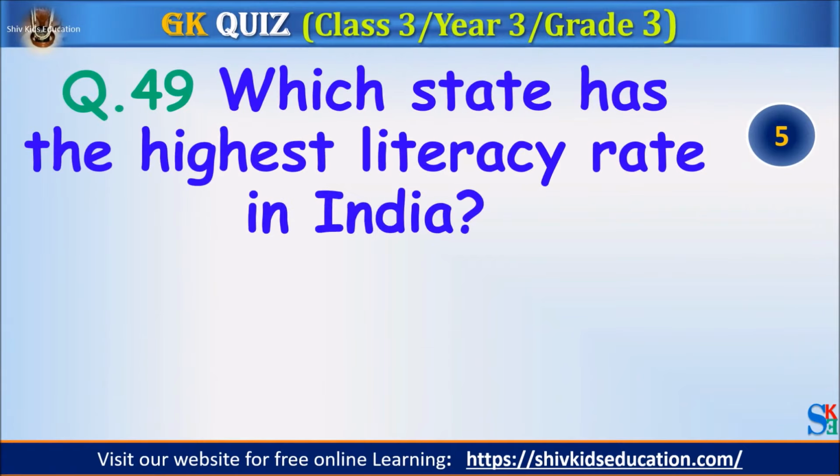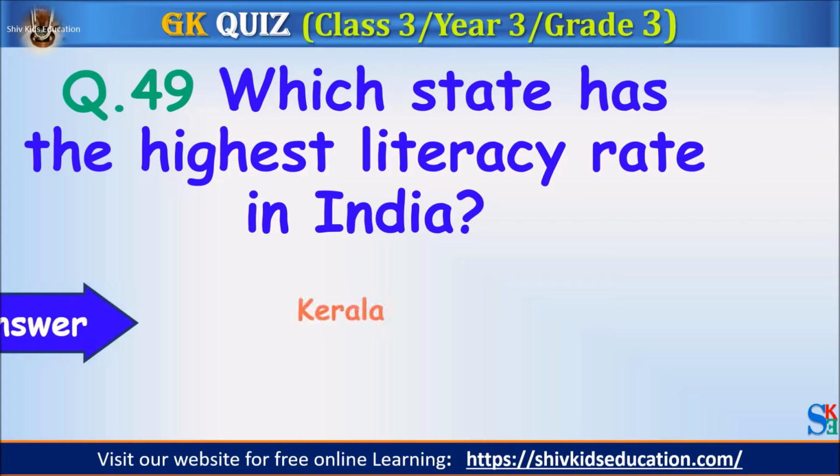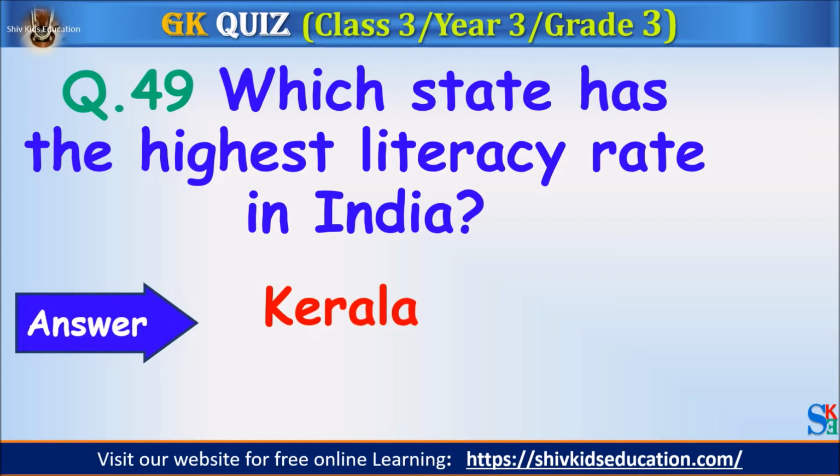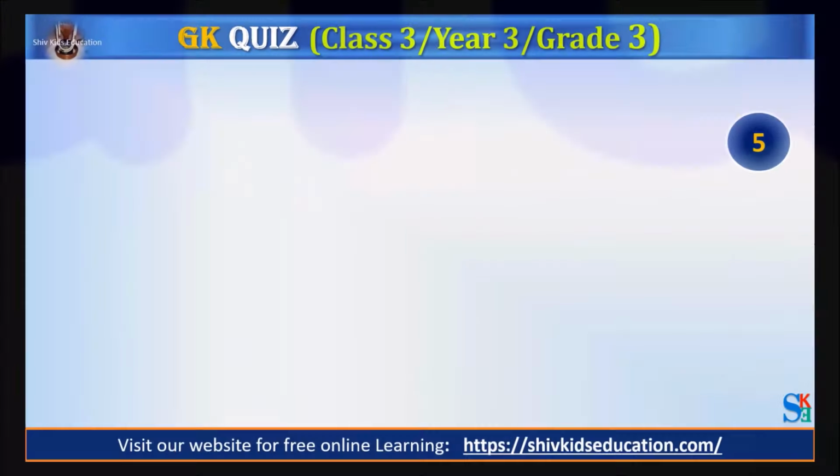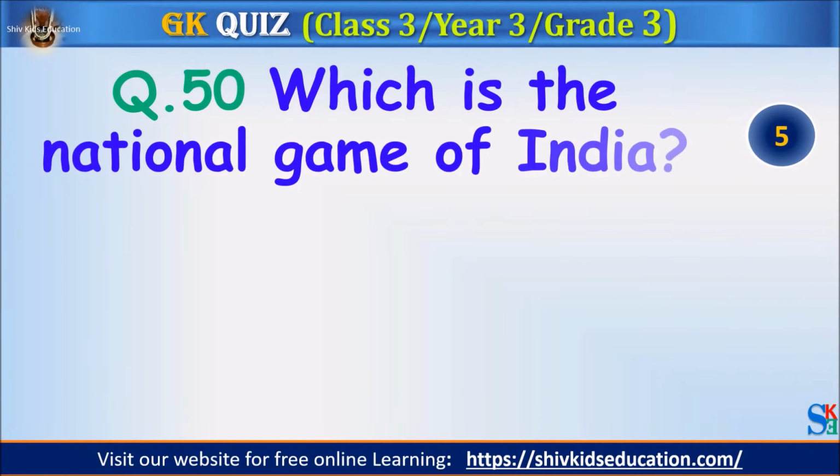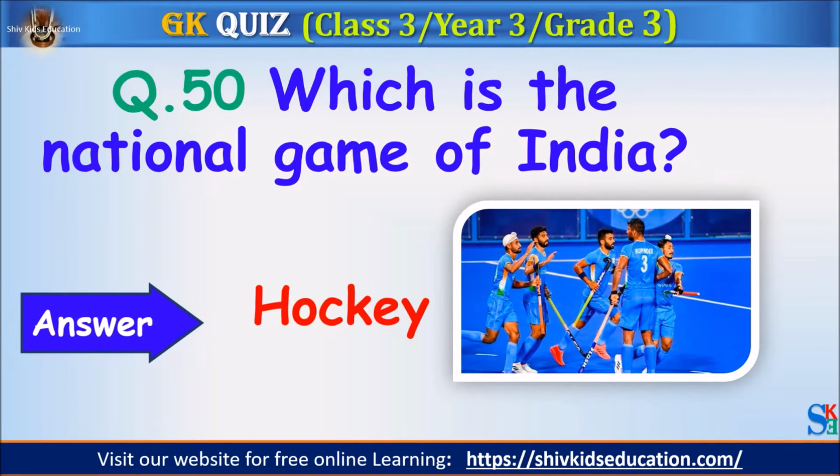49. Which state has the highest literacy rate in India? Your time starts. The answer is Kerala. 50. Which is the national game of India? Your time starts. The answer is hockey.